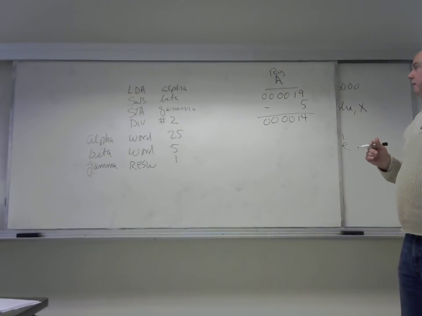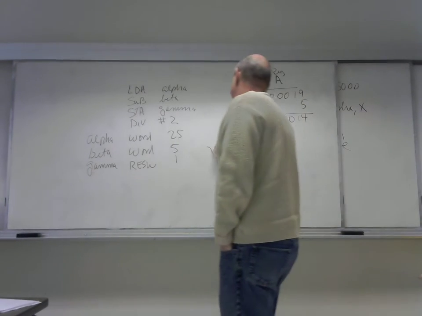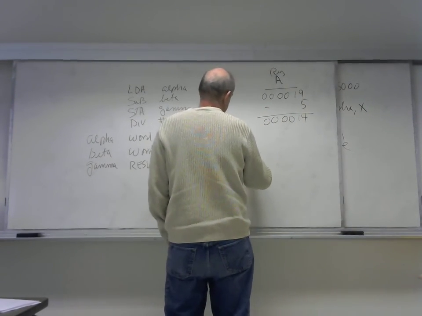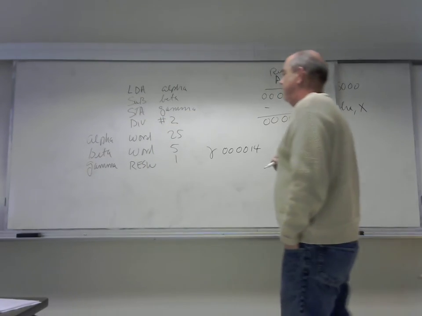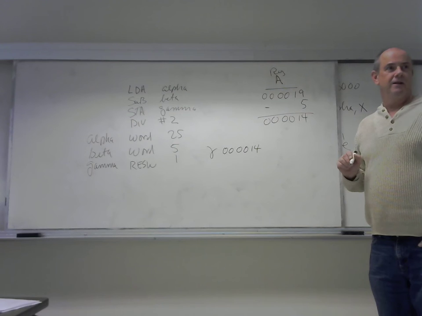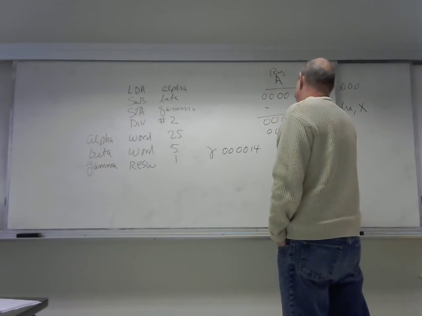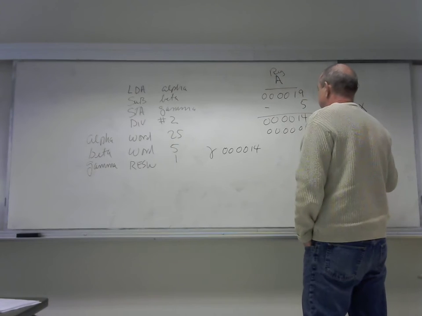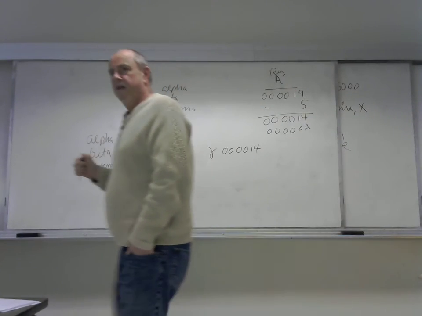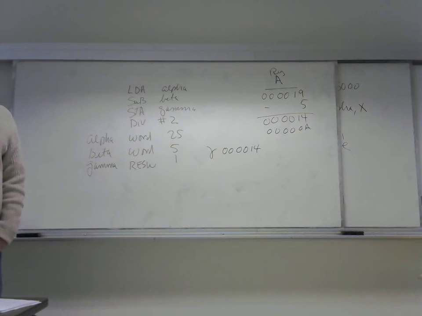STA gamma. Okay, gamma. Gamma gets A. And finally we have DIV by 2. So the A register has A in it. 14 divided by 2 is A, right? Yes. It's not 14, it's 20. Okay, what's in gamma? Well, the DIV didn't change it. It's 20, 1, 4. You follow that? Okay, good.